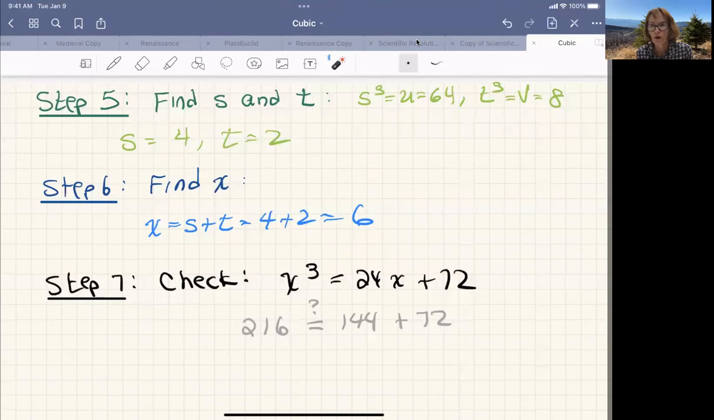And then we can check our work. So is it true that when we plug in x is equal to 6, that it satisfies this equation? So 6 cubed is 216. 24 times 6 is 144. And then we just have that 72. So is 216 equal to 144 plus 72? Well, yes, it is. And so our answer checks out.